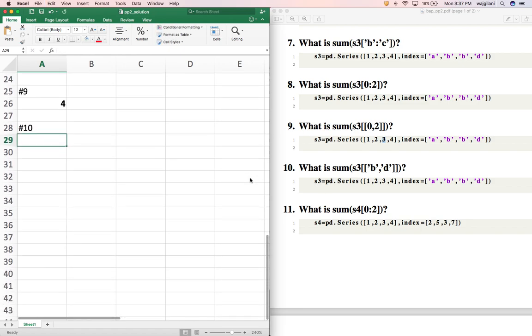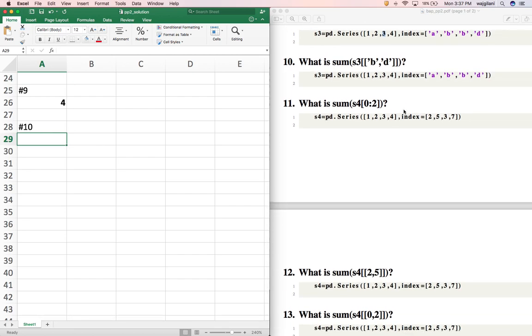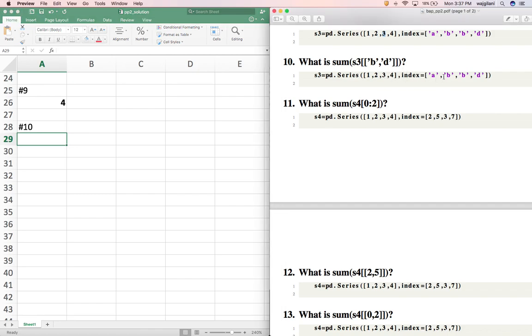Number 10. What is the sum of S3, B, D? What is S3, D, guys? Boom, again, I'm selecting the B. And here, I have a D, I have to select the D. Now again, grabbing the D is obvious, but the B's, because the series can't discern which B you want, is going to grab them all, right? So you're grabbing the B and the D.